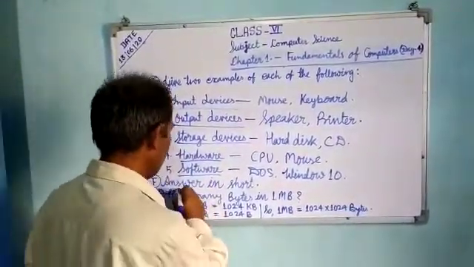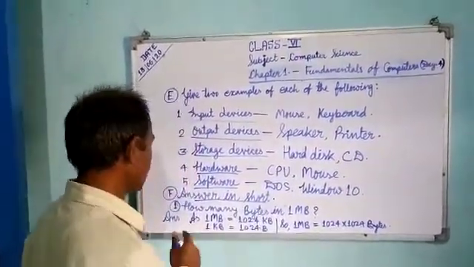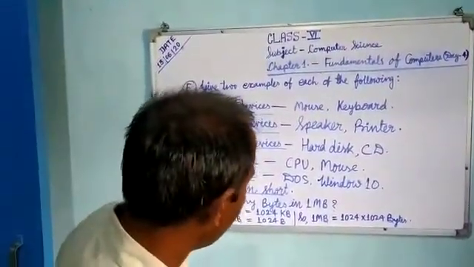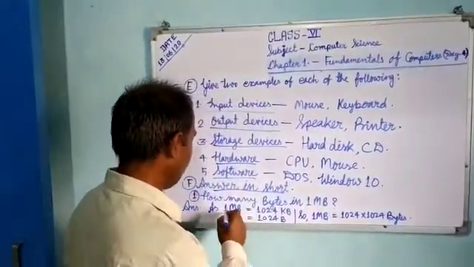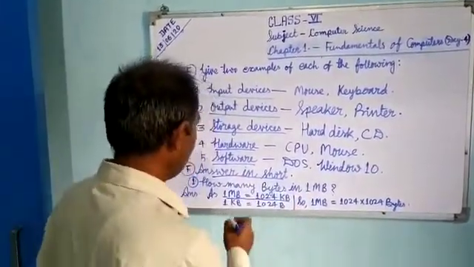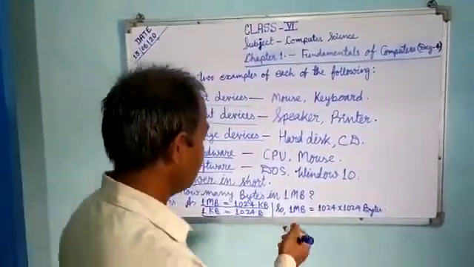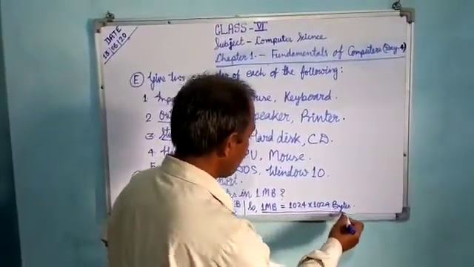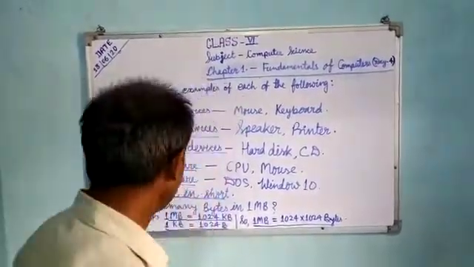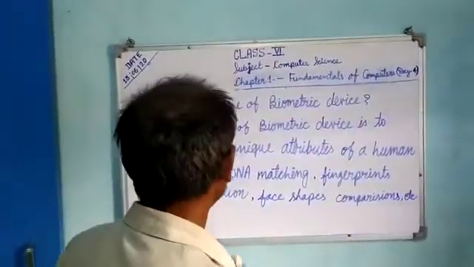Again, the next questions: answer in short. You have to give very short answers. First question, how many bytes are in 1 MB? MB means megabyte. As we know, 1 megabyte is equal to 1024 kilobytes, and again we know 1 kilobyte is equal to 1024 bytes. So we can easily say that 1 megabyte is equal to 1024 into 1024 bytes. So that is the simple answer. Now let's see the next question.